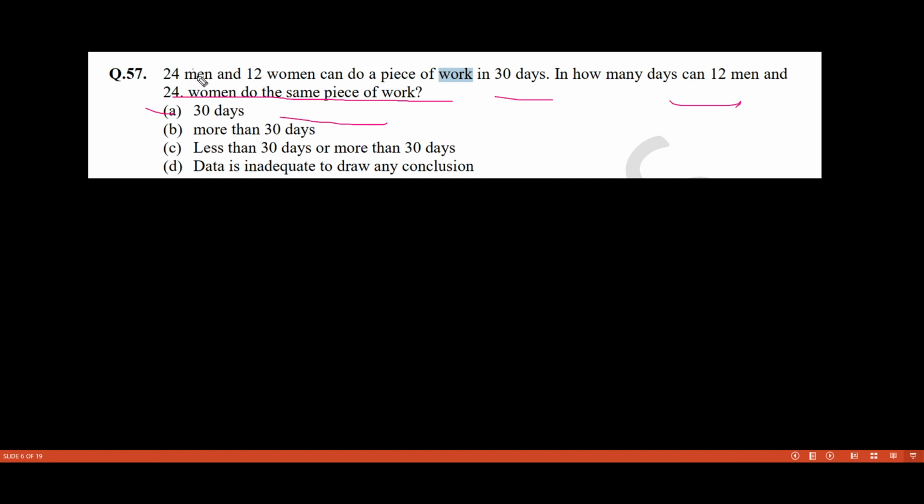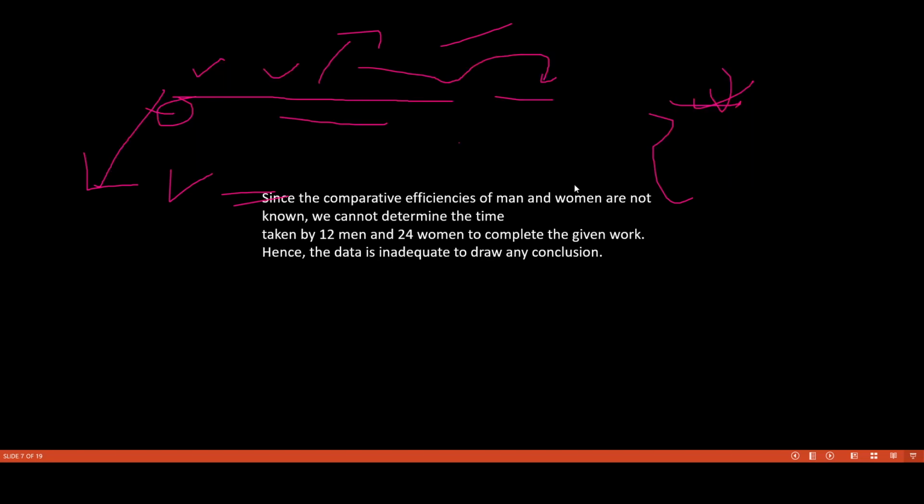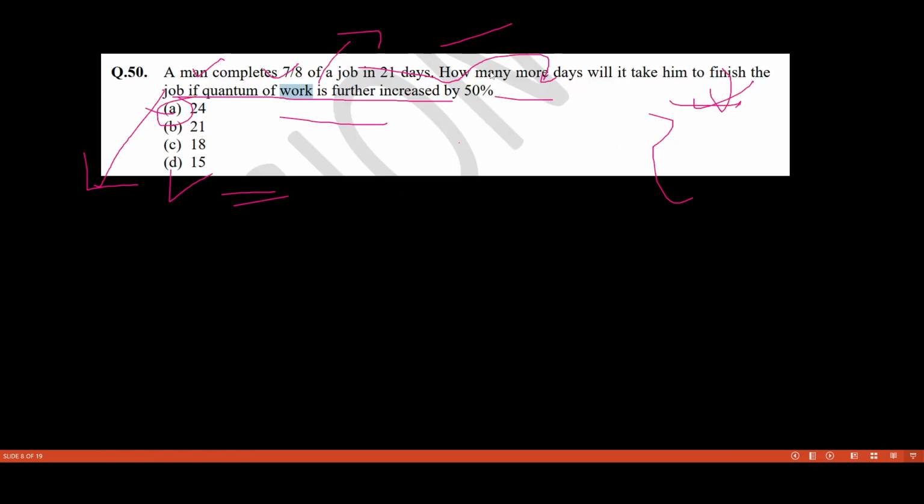See here, now men and women can do together a piece of work in 30 days is given, but nothing is being given about how much men only or women only contribute to the piece of work. So now they are changing the number of men and women. So how can we tell the answer when data is not given? So data is inadequate to draw this conclusion. So we cannot determine this.